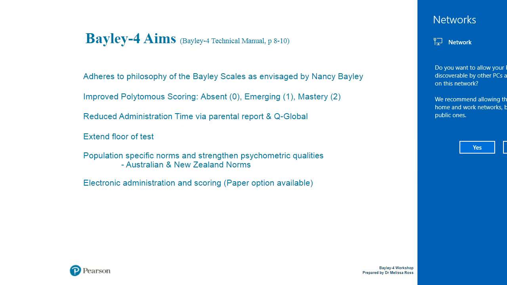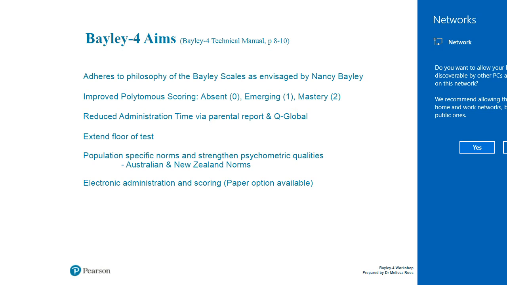Some items are the same as those on the Bayley-3, and some have minor modifications. You'll also find some brand new items on the Bayley-4. The Bayley-4 provides culturally specific standardisation, census matched to Australia and New Zealand. It has polytomous scoring. This includes a 3-point scoring system: 0, not doing it at all; 1, emerging skill; and 2, full mastery.